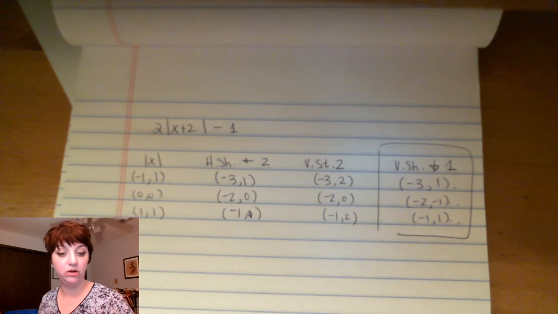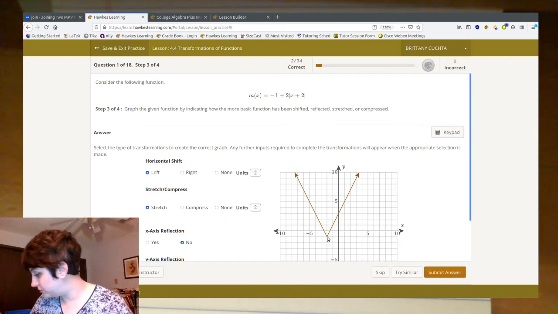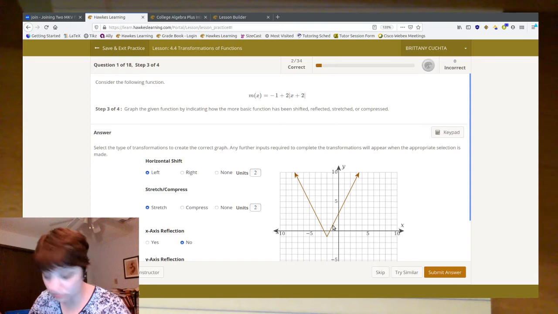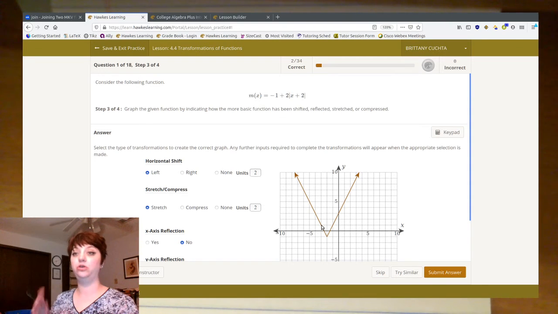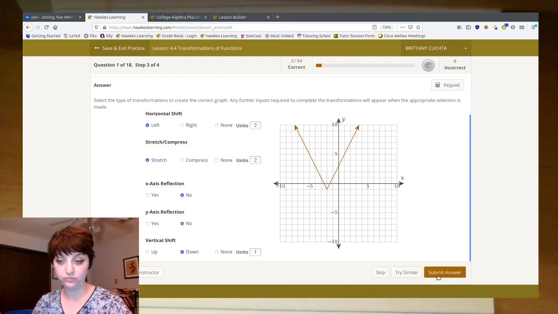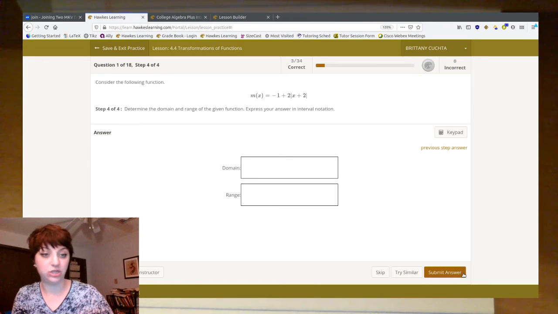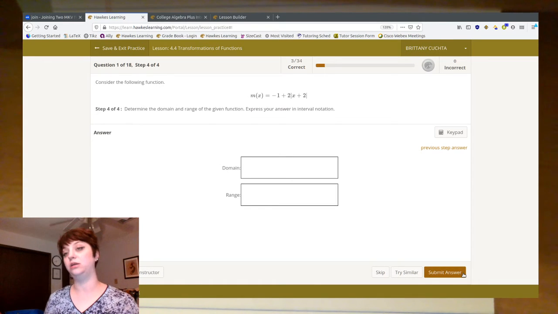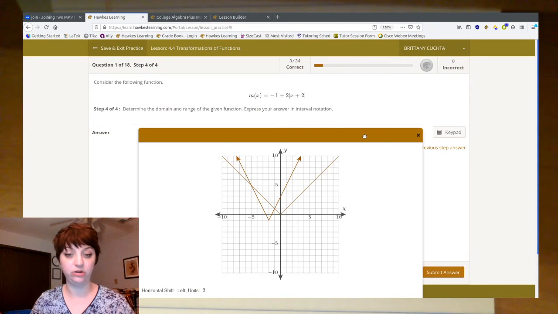Okay? So if I check my HAWX, (-2, -1), that's there. (-1, 1), (-3, 1). So this matches what I've done with my graph. So your work that you turn in now supports your HAWX answer. And I submit that. Hooray. Well done. Now the thing that they ask you on a lot of them is the domain and range. Now, you have a picture, and actually I think you can see, yeah, you can click previous step answer.